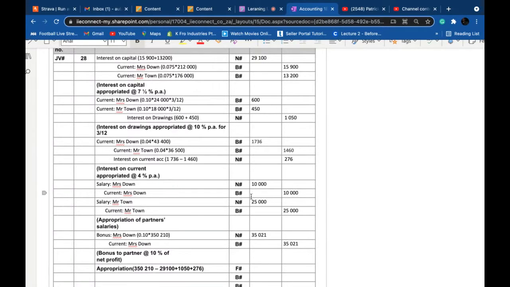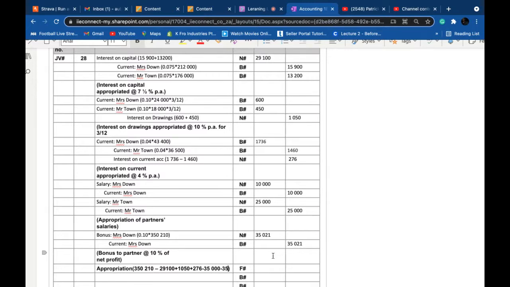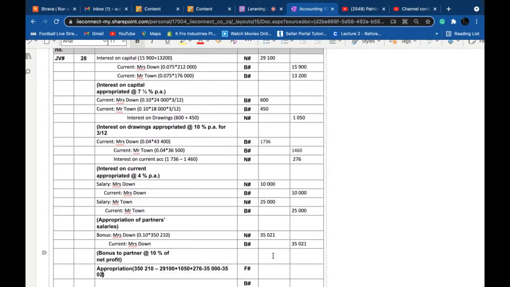Okay. Then we had salaries and wages. So you add that up, 10,000 plus 25,000. All right, that's money leaving us. That's negative 35,000. Okay. And then finally, we also have Mrs. Down's bonus. So another negative 35,000.